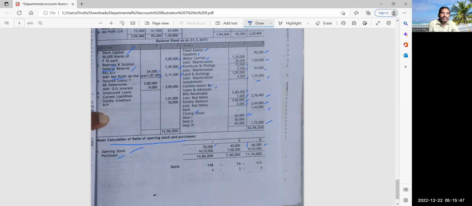Then secured loans, that is the third heading. So 6% debentures, right, inner column, 3 lakhs. And outstanding debenture interest for the 6 months you have added there in the profit and loss account. Here also you need to add 3,09,000. Unsecured loans is the heading. In this sum, there are no unsecured loans. Then current liabilities, sundry creditors and bills payable 1,01,000, 30,000. Now you get the total 12,96,500.